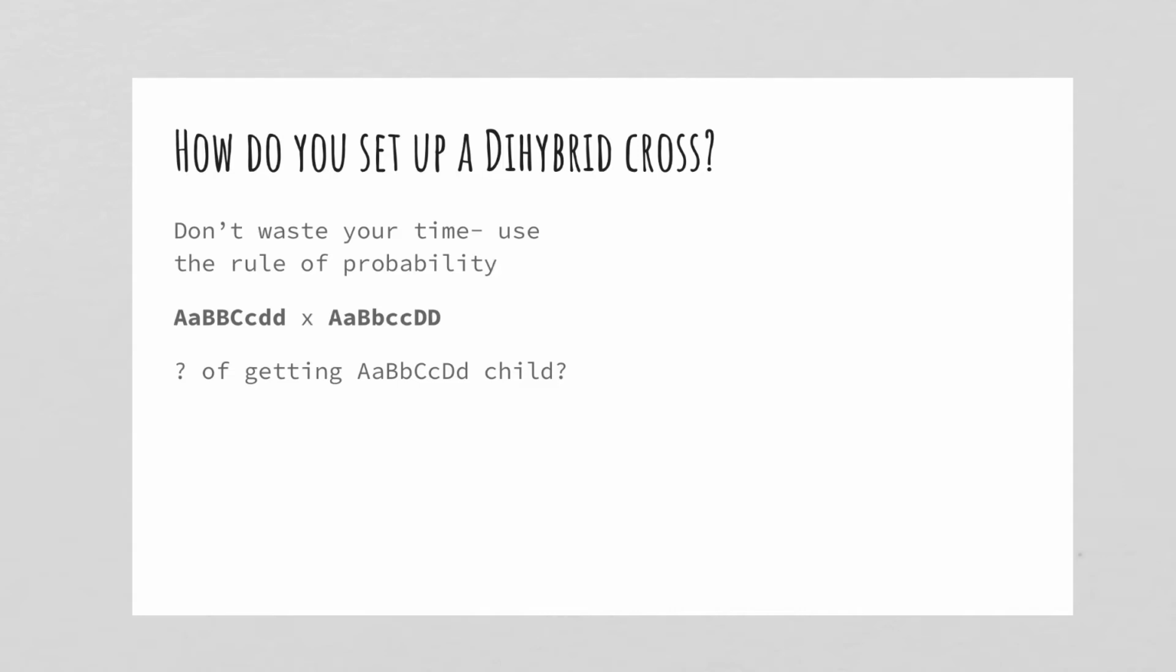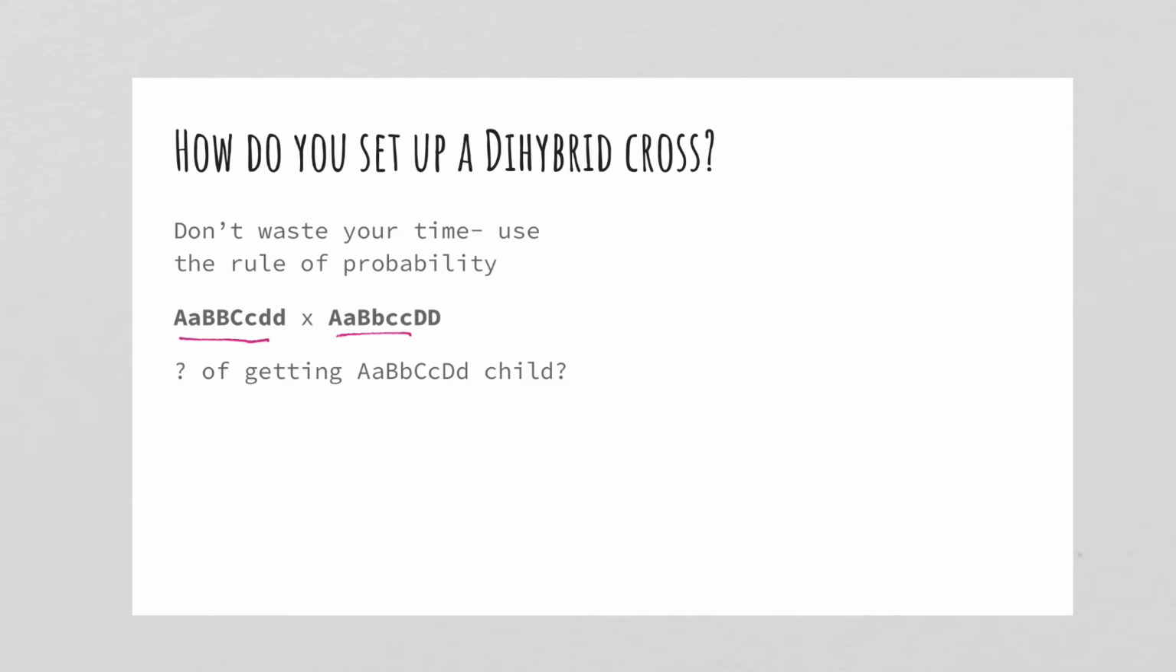I don't have a dihybrid cross here, but I have a 4-gene cross here. And I thought I can show you the rule of probability and how to do this, to see if you can figure out what is your probability, from these two parents, of getting this particular genotype for the child. All right, so can you figure it out? I'll give you guys some time. See if you can get it.